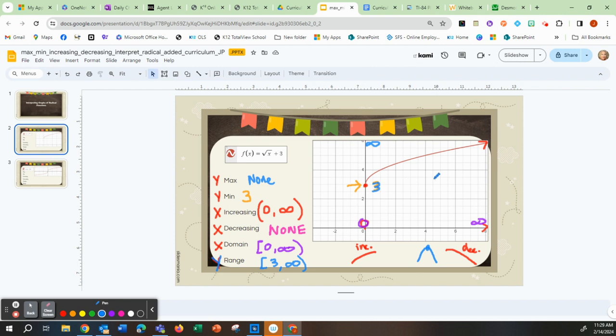All right, so we're interpreting, we're looking at it, we're seeing what it says to us, we're looking at the left and the right and what happens in the middle, the max, the min, the increasing, the decreasing, and we threw in domain and range just for the heck of it.